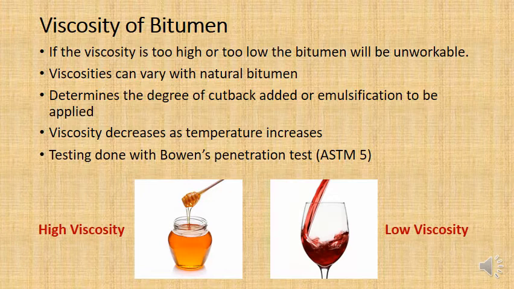Now, one of the things you've got to realize is that viscosity has a variation with natural bitumen. Remember, bitumen is basically hydrocarbons that have a carbon chain of between 70 to 200 carbons. And basically, the longer the carbon chains, the more viscous the bitumen will be. Now, the natural viscosity of the natural bitumen will determine how much cutback, how much kerosene you add, or how much emulsification, how much soap you need to add to the bitumen to get the right amount of viscosity.